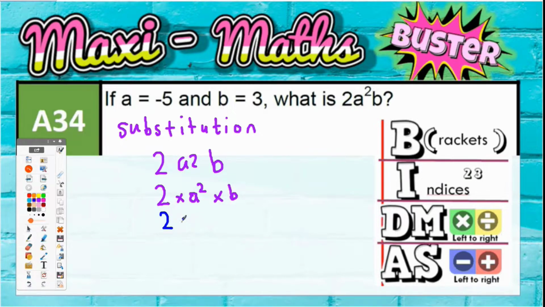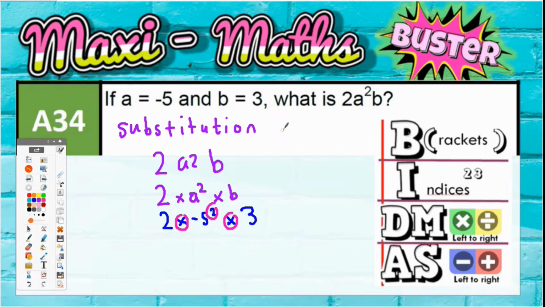So instead of 2 times A squared, well, A is -5, so it's 2 times -5 squared, then times by B, which is 3. Now, what we've got to do now is think about our BIDMAS. So we've got a times, we've got a squared, and we've got another times. We've always got to do squared first because that's higher on the list than multiplied. So that squared goes with the -5.